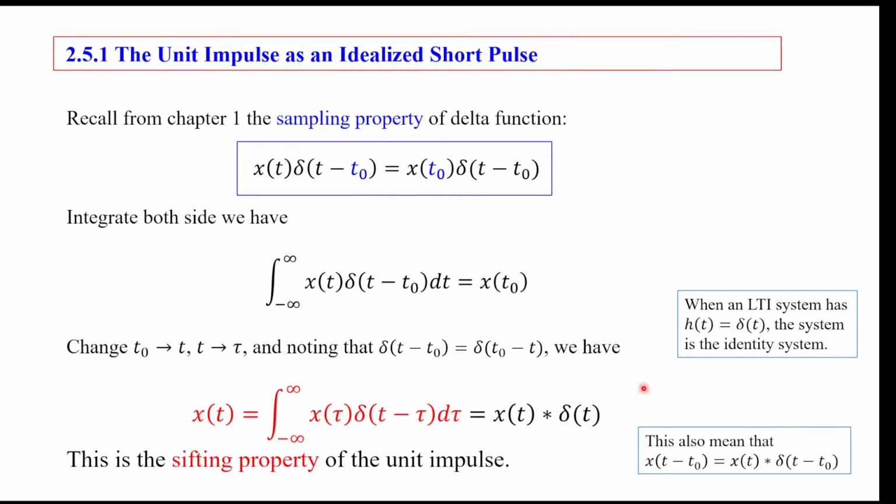And here we get another derivation of this property, a straightforward derivation from our property of the delta function. In chapter 1, the sampling property says that the delta function will sample any function at some point. So you put your delta function at point t0, then you will sample x of t0. Then you just integrate both sides. Here nothing really happens. You integrate both sides from minus infinity to plus infinity.